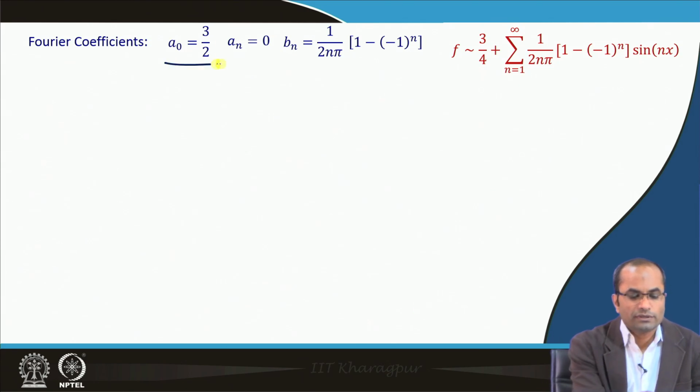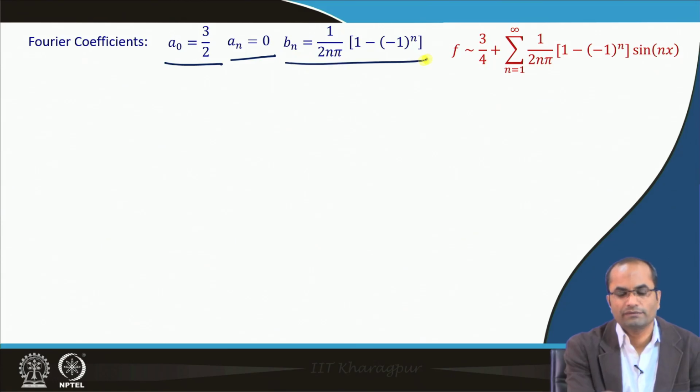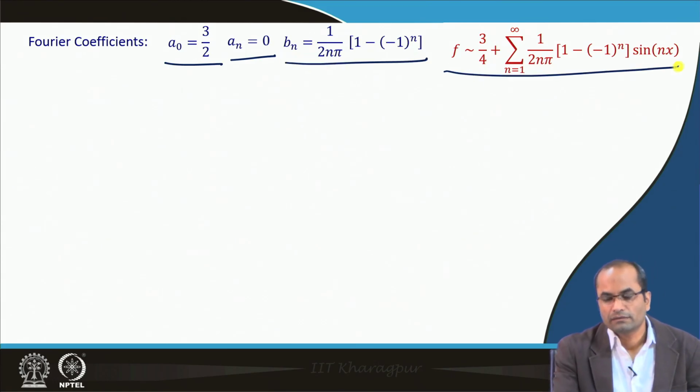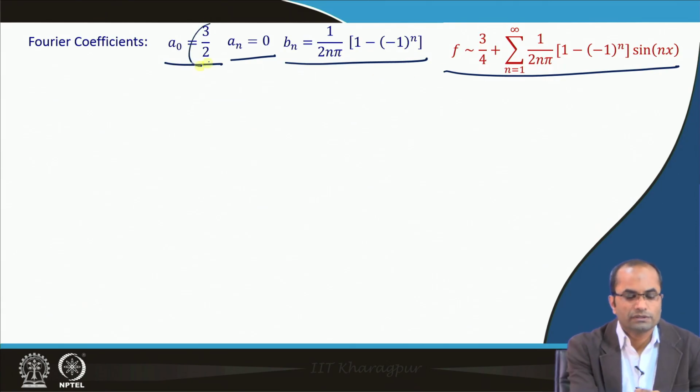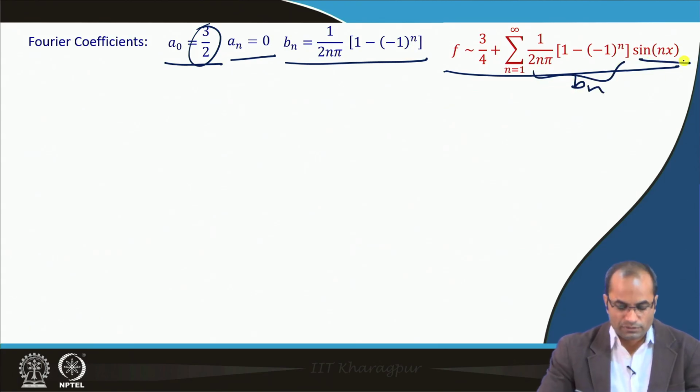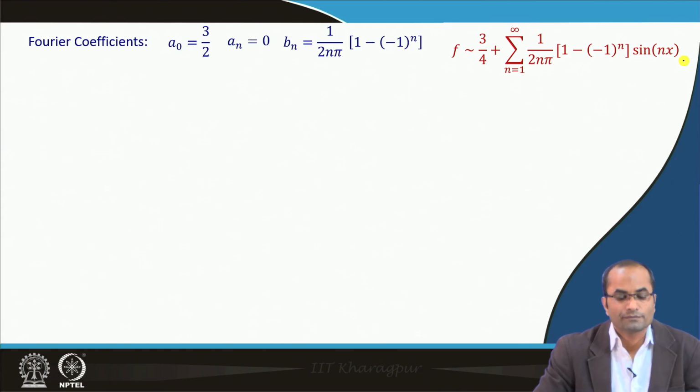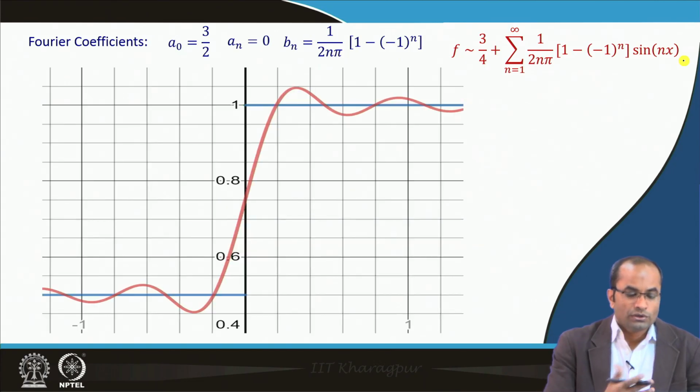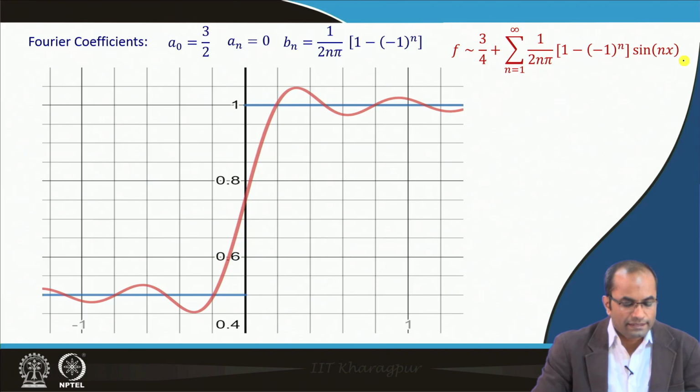So, having these Fourier coefficients, a naught was 3 by 2, a n is 0, and then we have the b n, we can write down its Fourier series. So, 3 by 4, this is a naught by 2, and then we have this b n, and then we have sin n x. So, this is the Fourier series of this given function. Now let us get an idea of how this Fourier series looks.